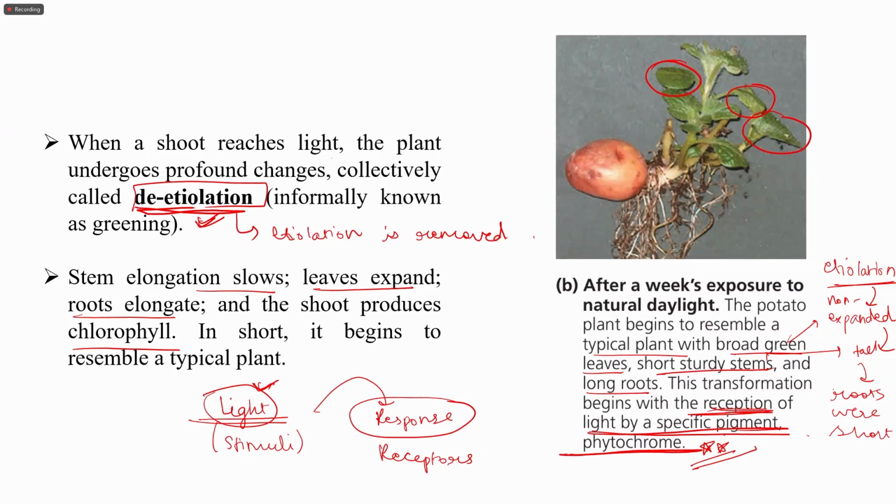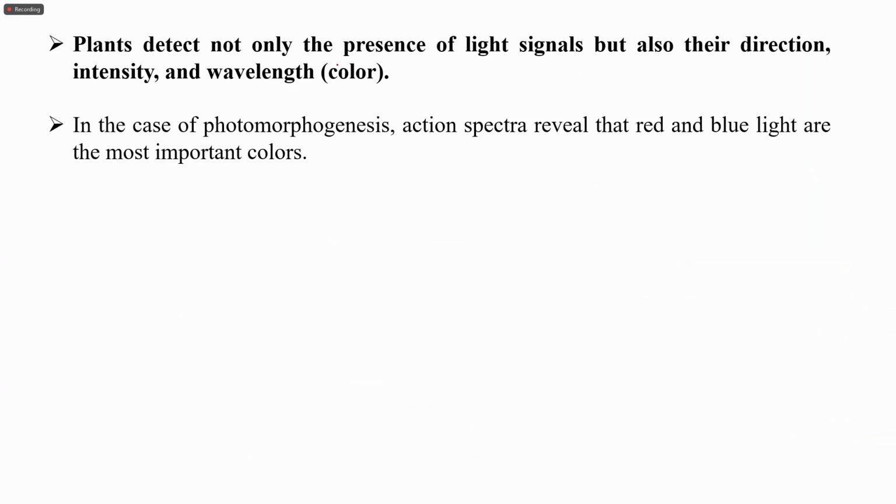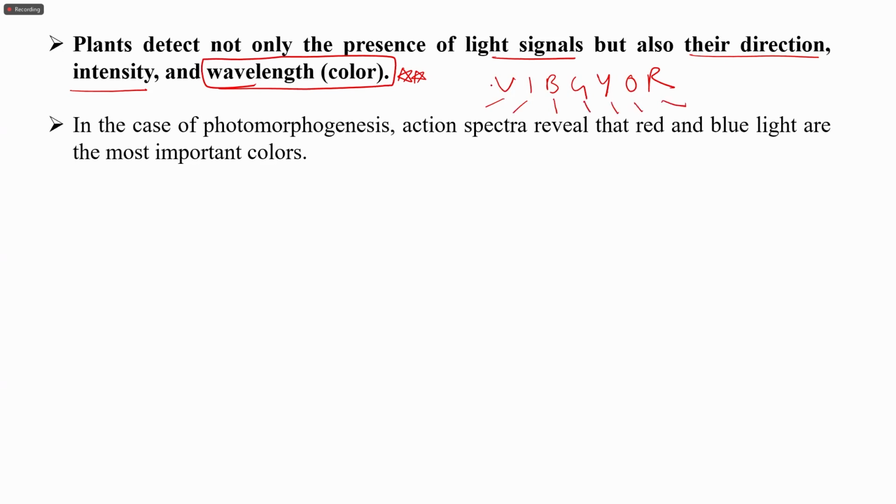Plants detect not only the presence of light, but also its direction, from which direction it is coming, what the intensity of the light is, and what the wavelength is. This is important, even the wavelength. In the visible light spectrum we have VIBGYOR: violet, indigo, blue, green, yellow, orange, and red. The wavelength ranges from 400 to 700 nanometers.